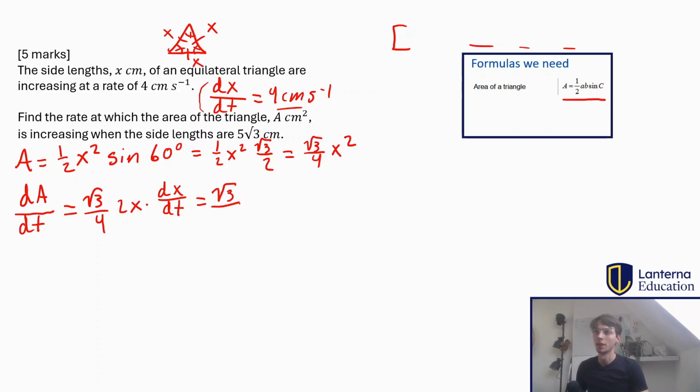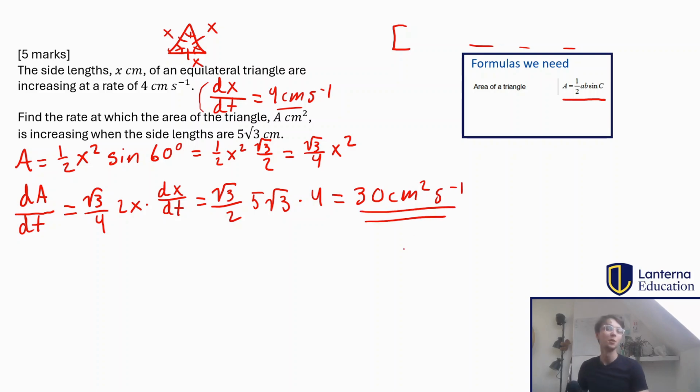3, well, I guess we can say 3 over 2, so just simplifying these two with each other. Instead of x, we can write 5 root 3. And then we can say times dx/dt, that was 4 centimeters per second. And, well, the 4 and the 2, they just cancel out, 3 times 3, so, you know, a little bit of rearranging. I trust you guys can take it from here. This lands us at 30 centimeters squared per second. And just like that, we've gotten the first 5 marks of this paper.